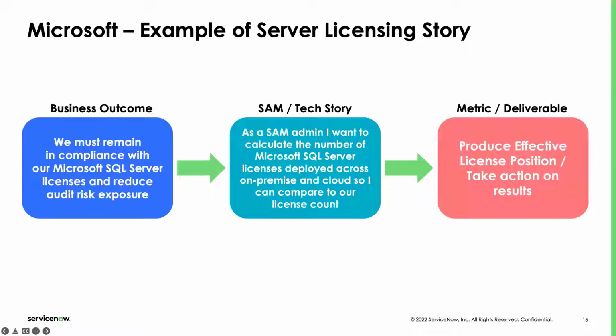Very similarly, the deliverable that I want to deliver to my boss, to my company, is an effective license position that gives a snapshot of where our licenses are today with our installations and deployment of the product. Then from there, take action. So talk to us a little bit about that, Srinivas. How would we do that in the product?